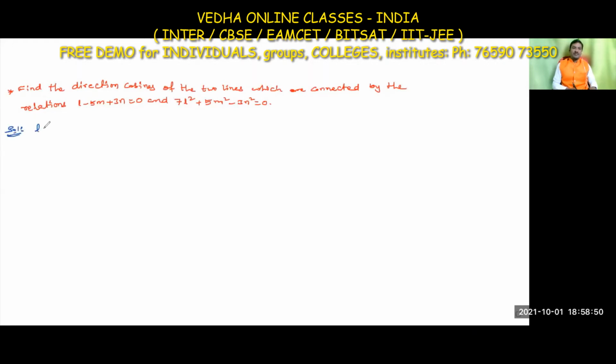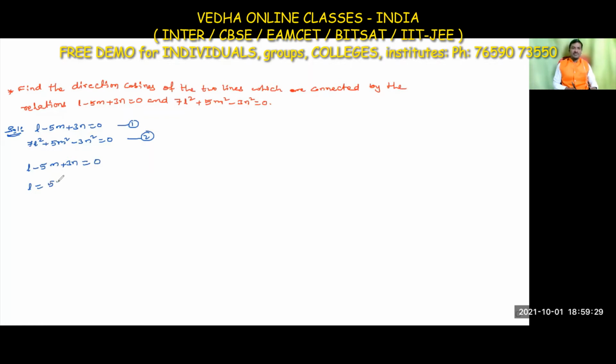Okay. So here, the given equations are l minus 5m plus 3n equals 0, equation number 1, and 7l square plus 5m square minus 3n square equals 0, equation number 2. Now, in this, take the first equation, l minus 5m plus 3n equals 0. Eliminate any one. So here there is no coefficient for l.